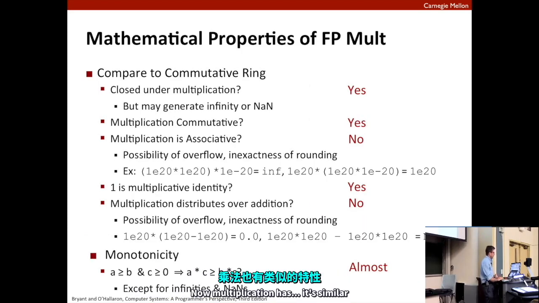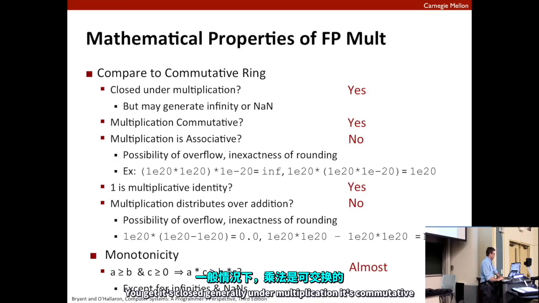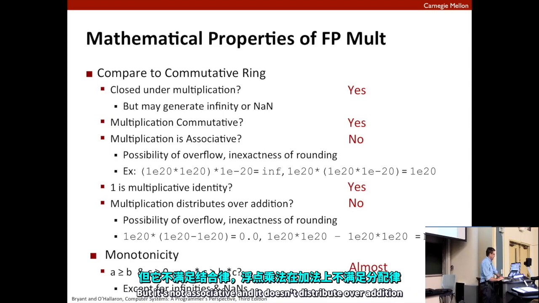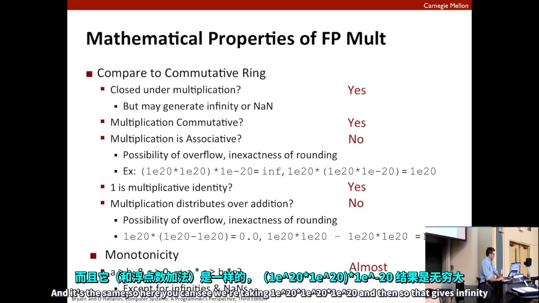Now, multiplication is similar. It's generally closed under multiplication. It's commutative, but it's not associative, and it doesn't distribute over addition. Here you can see we're taking 2 to the 20th times 2 to the 20th times 2 to the 20th, and so that gives infinity.